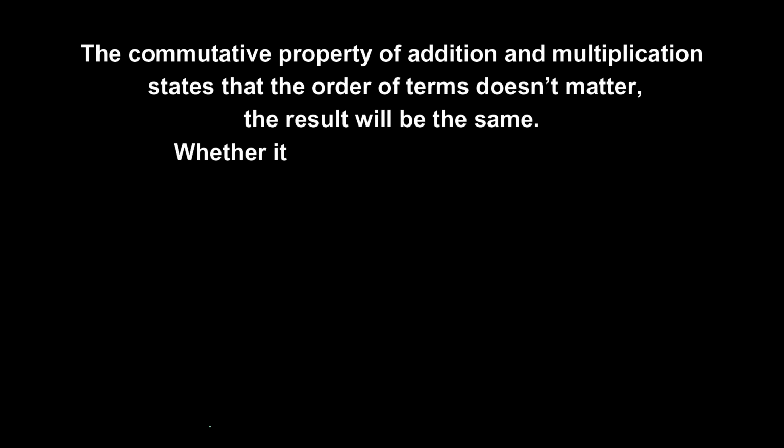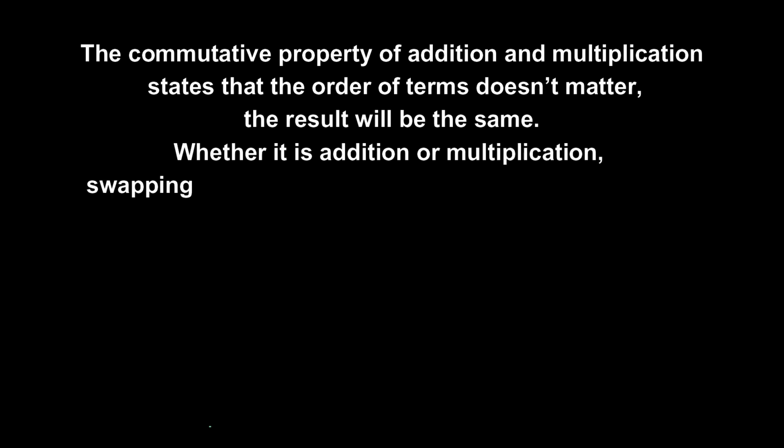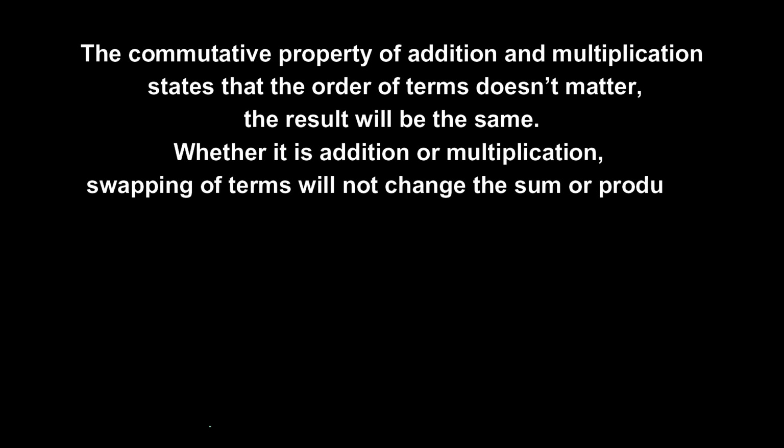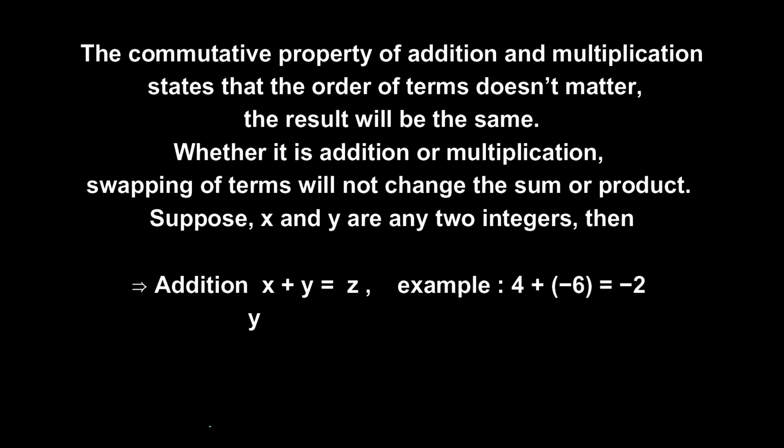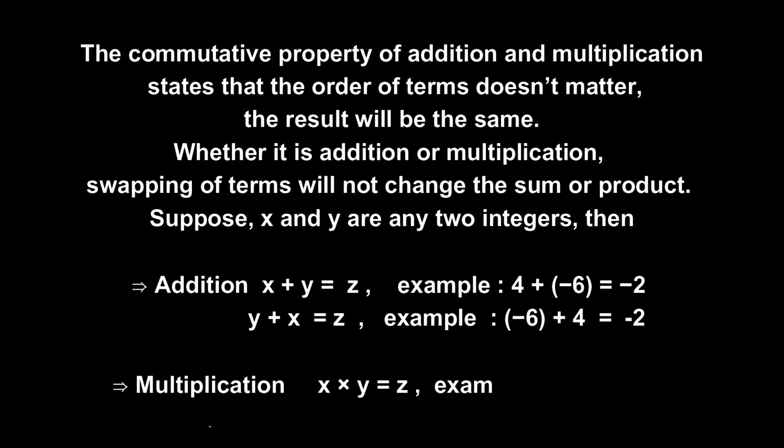The commutative property of addition and multiplication states that the order of terms doesn't matter. Either you are adding a plus b or b plus a, the result will be the same. Whether it is addition or multiplication, swapping means changing the position of the numbers. Swapping of terms will not change the sum or product. The answer is always going to remain the same.